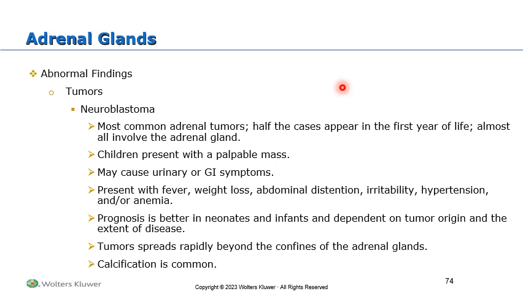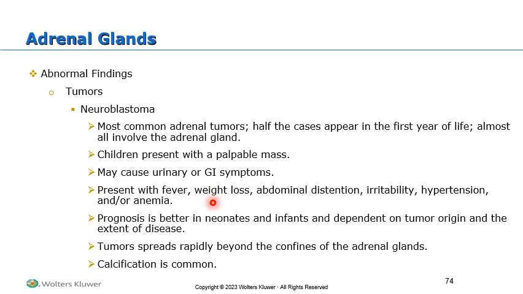So just that quick review, if we see a tumor that's a neuroblastoma, remember that the medulla is a combination of neural and adrenal tissue. So a neuroblastoma is usually going to come from the medulla of the adrenal. This is the most common of the adrenal tumors. Half the cases appear in the first year of life. Almost all involve the adrenal gland. Children present with a palpable mass here. It can cause urinary and GI symptoms, and then it can cause fever, weight loss, abdominal distension, irritability, hypertension, and or anemia.